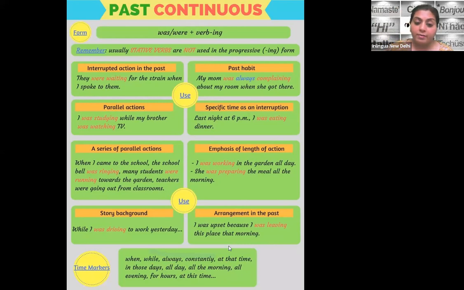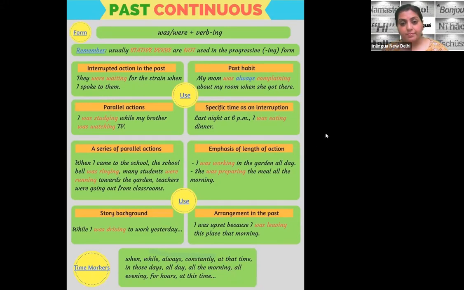And just a quick reminder, the time markers are when, while, always, constantly, at that time, in those days, all day, all the morning, all evening, 4 hours, at this time. Like yesterday at this time, I was sleeping. My mother was constantly pushing me to do homework when I was a kid. They were calling me at that time. When you were sleeping, the doorbell rang. I was cooking while my brother was watching TV. So these are many time indicators that you can use in any way to make a sentence in the past continuous.